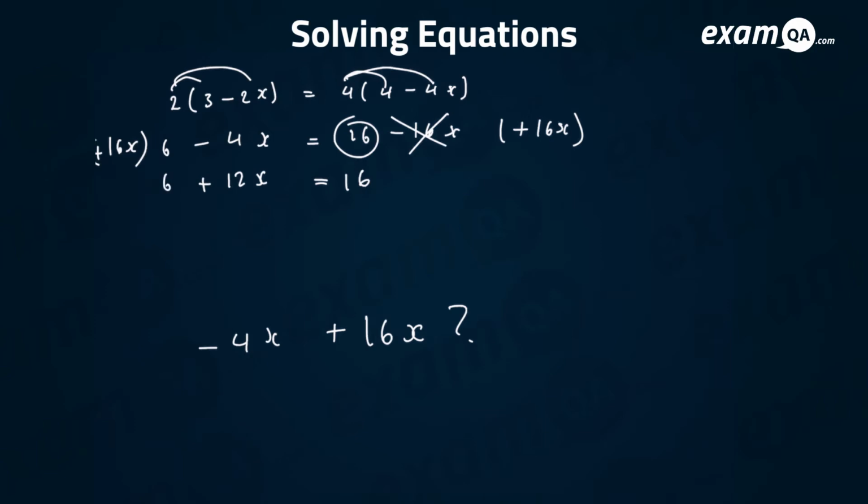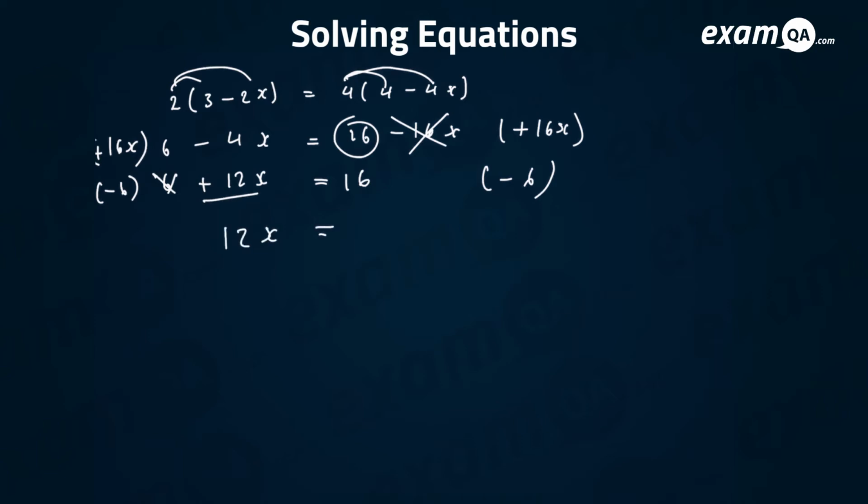You leave that as 6. So can you see we brought all the x's onto one side? We just need to get rid of this positive 6. Well, what's the opposite of positive 6? It's negative 6. So I'm going to minus 6x to both sides. This 6 is gone. I'm left with 12x. What's that equal to? Well, what's 16 minus 6? That's just 10. 12x equals 10.